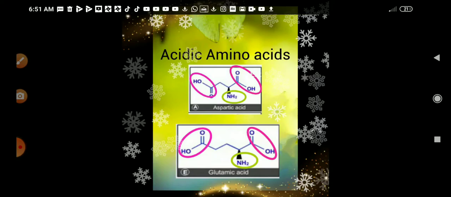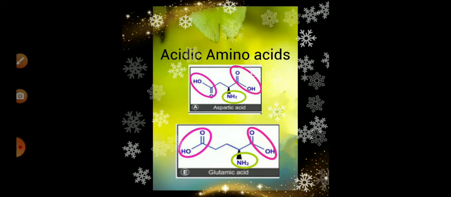Therefore, which is greater here? The acidic group is greater. Therefore, it is an acidic amino acid. Next example, the second, glutamic acid. In this also you can find that there are 2 acidic groups and 1 amino group. So which is greater here? That is acidic. Therefore, it comes in the acidic amino acids.